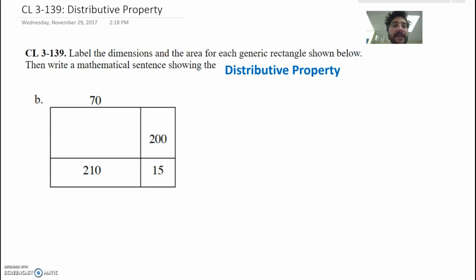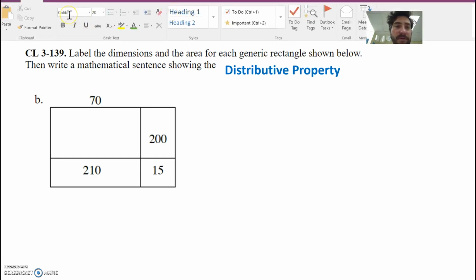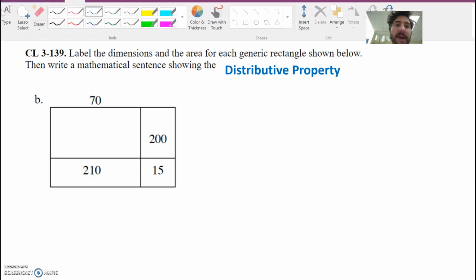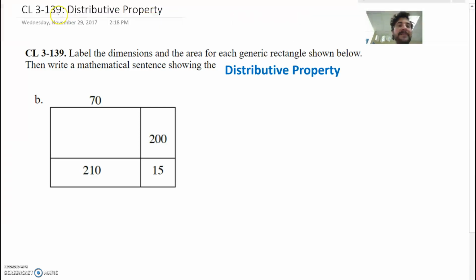So it was asking us to label the dimensions and the area of this generic rectangle, and then write the mathematical sentence showing the distributive property. So what I'm thinking here is, well, how did I get this product? Well, I got it from multiplying 70 times something else. So 70 times 3 would get us 210. And then I could think of, well, if that's 3 here, how did we get the product of 15? Well, 3 times 5 would get us 15.